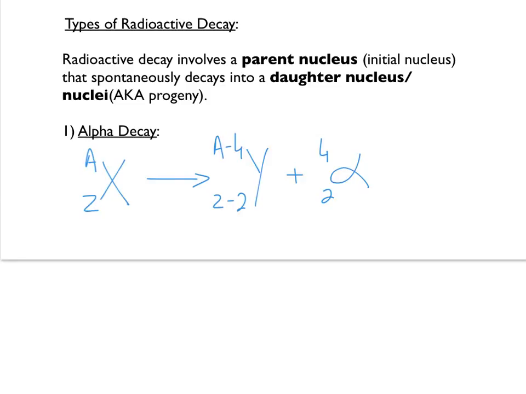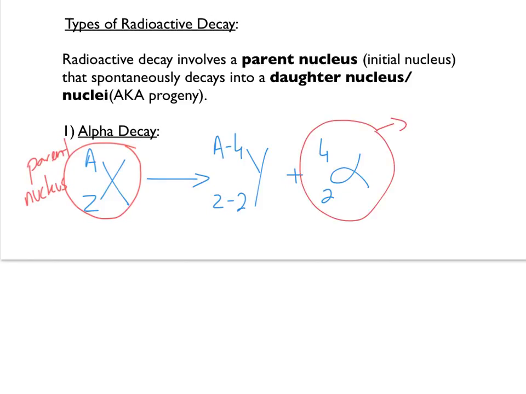So this is a general form of an alpha decay. Your parent nucleus is the isotope that's going to be undergoing the decay. Before we talk about the daughter nucleus, I just wanted to talk about this, which is called the alpha particle. And the alpha particle is just a helium nucleus.